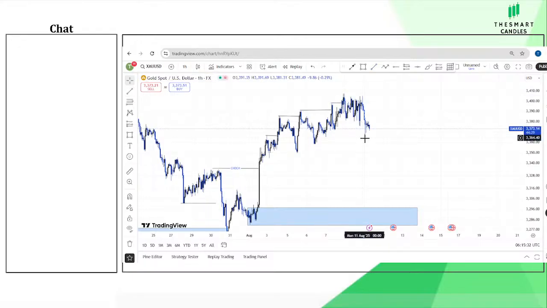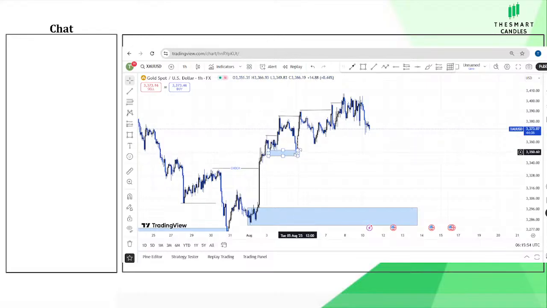So looking at gold, there was this other block here, which led to the market pushing up. This other block here was what caused this strong reaction to the upside. That's how this particular momentum to the upside came about.